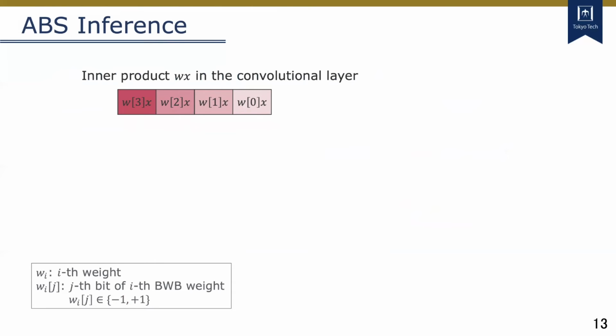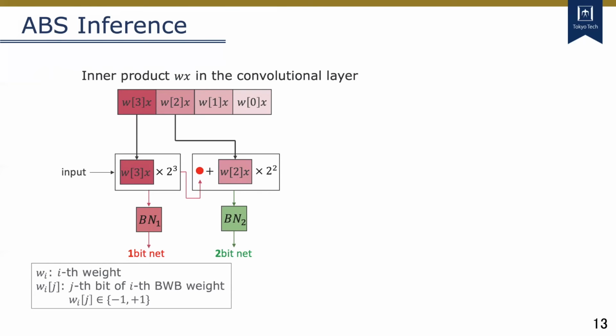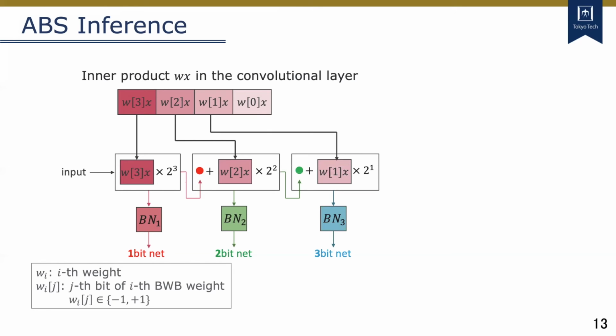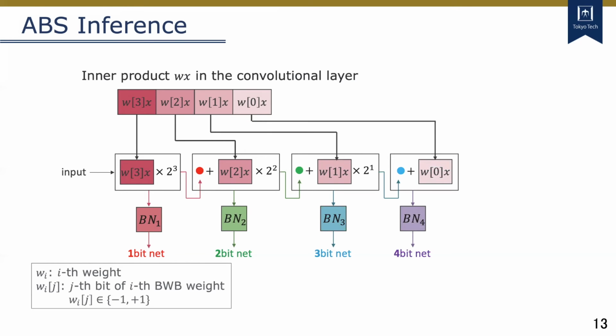Next, I will explain ABS inference. ABS inference is progressive inference using BWB quantization, BWB weights. A convolutional layer's product using BWB weights is the sum of the inner product of each bit of the weights and the corresponding input. And then, by inputting the output of the BWB weight for 1 bit to the corresponding BN, it represents a 1-bit network. And we represent a 2-bit network by adding the next bit of output to the 1-bit network. By repeating this, we can represent multiple networks with a single BWB weight.